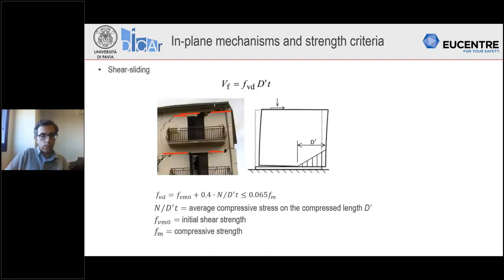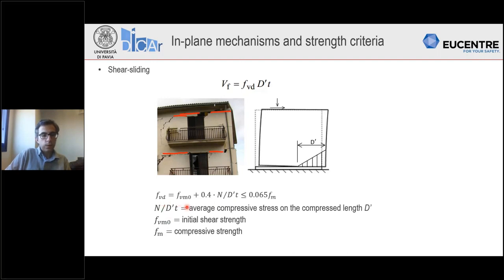Regarding the shear, Eurocode 8 is considering also the shear sliding mechanism. The strength is given by this expression, which is a function of this shear strength FVD multiplied times the area of the compressed section. Not the total area, but only the area of the compressed portion of the section, because d prime is the length of the compressed part only.